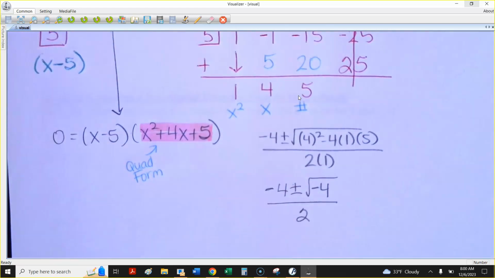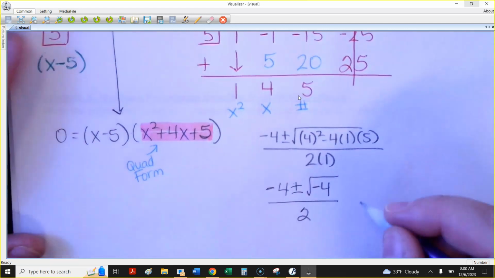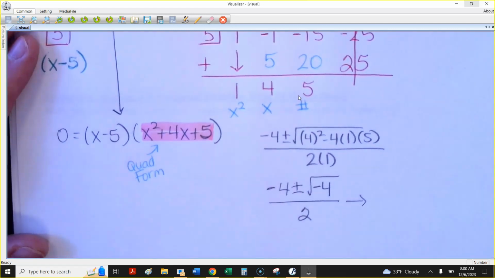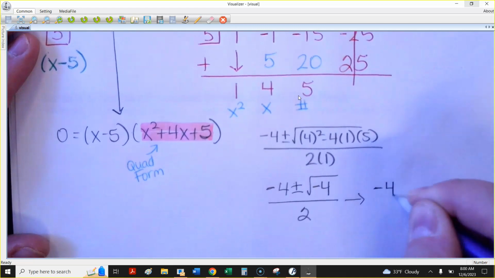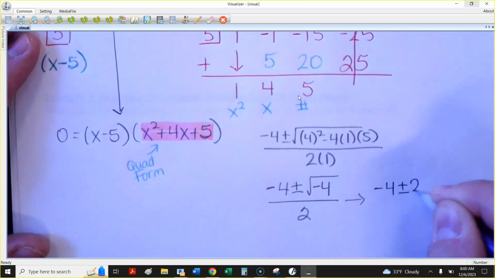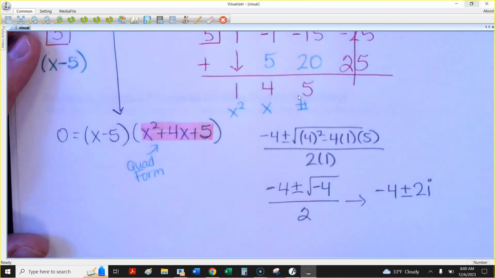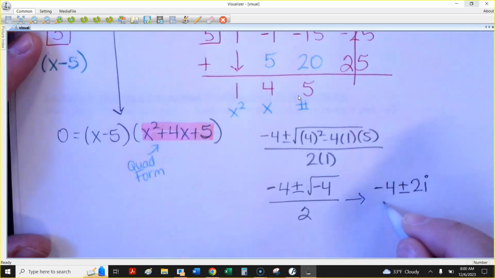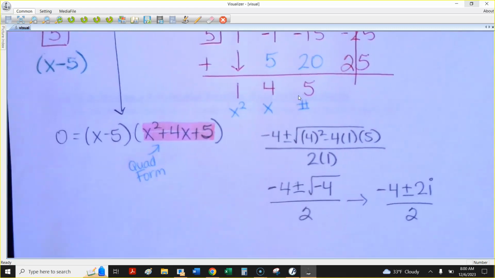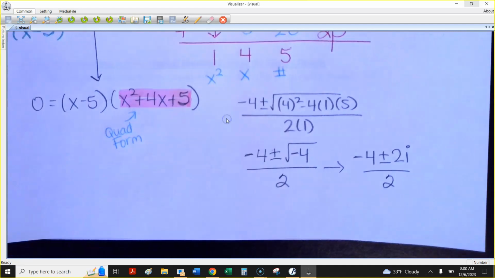What is the square root of negative 4? 2i. So this is really negative 4 plus or minus 2i, a perfect square in imaginary land, so we're not going to have a radical there, everybody over 2. And these are imaginary, right? I got an i, that's what we expected from looking at the graph. Can I simplify negative 4 plus or minus 2i over 2?